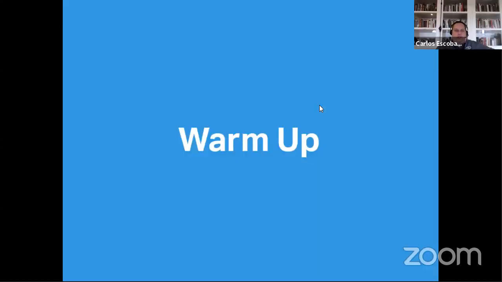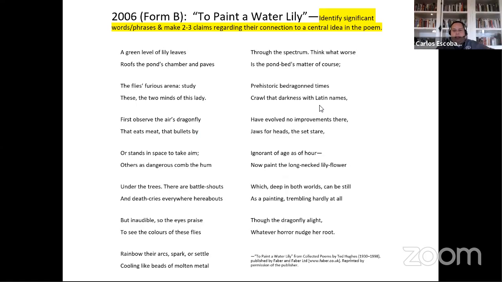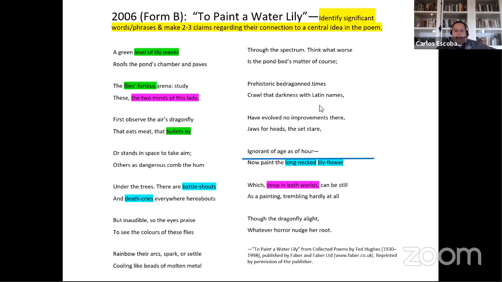And as usual, we're going to begin with our warm-up, which is based on the homework that we gave last time, which was based on Ted Hughes's To Paint a Water Lily. If we recall, the last time we met, we were talking about the significance of words and phrases, and what this minute reading, this very careful, close inspection of the text reveals once you identify these significant words and phrases. Here we highlighted a few, and by all means, this is not the answer to our homework assignment.